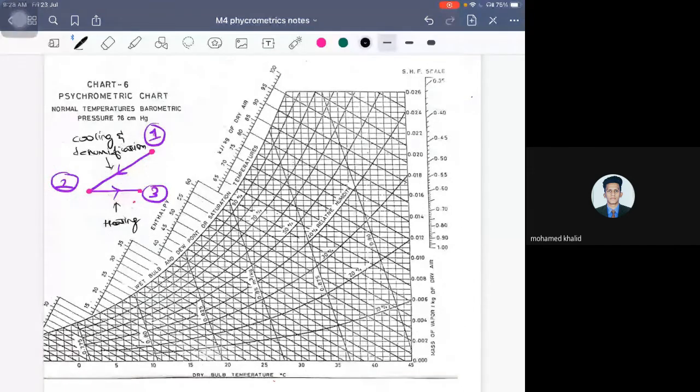You should have a psychrometric chart, then only you will get the exact values. Without a psychrometric chart, it is not possible to solve this problem. So make sure you have a psychrometric chart with you, and even a proper sharpened pencil, a scale and an eraser. All this is required. Now we shall start the problem.